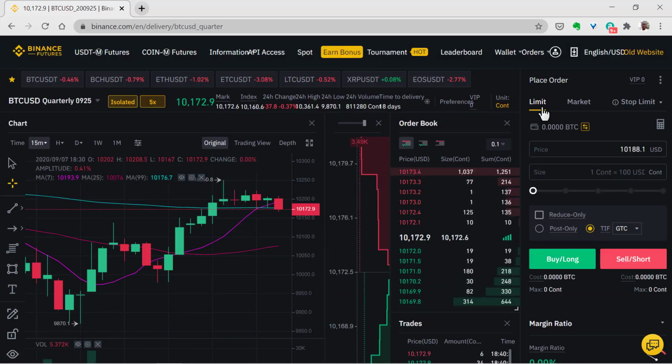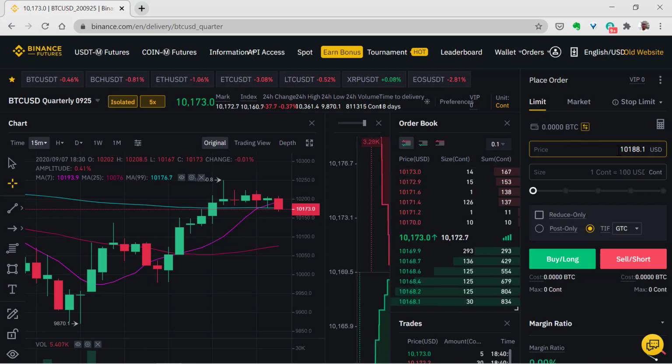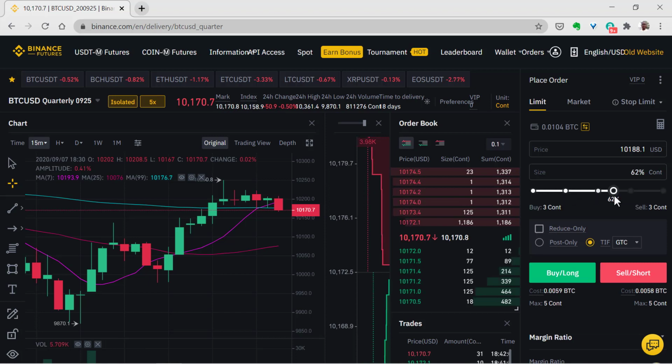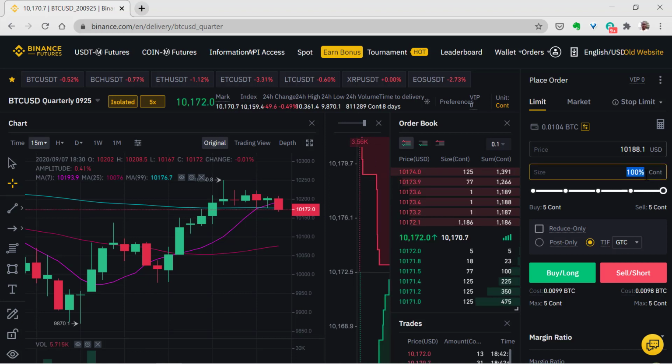So we have a couple of other types that make our trading seamless. The first one is the limit order that we can see here. So basically, the limit order works in such a way where you put in the price that you want to purchase or open your order at, and you put in the number of contracts that you want to buy. So here we could either type in the number of contracts we want to buy, let's say 10 contracts, or use the slider at the bottom which calculates percentages of your account balance. So let's say we want to buy 10 contracts.